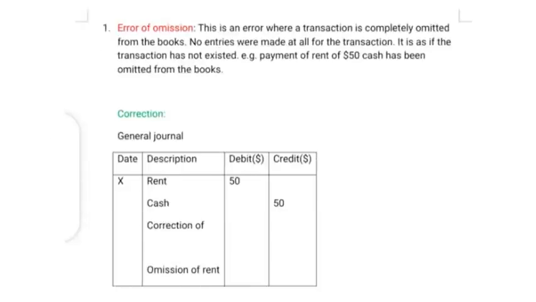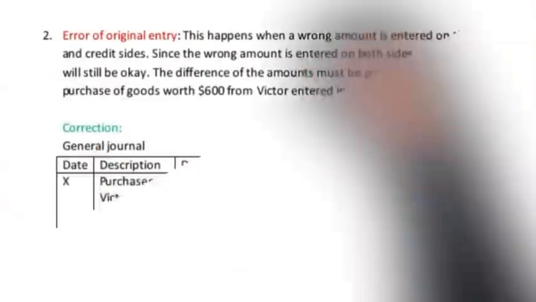Error of omission. This is an error where a transaction is completely omitted from the books. No entries were made at all for the transaction. It is as if the transaction has not existed. Example: payment of rent of $50 cash has been omitted from the books. Correction: enter the transaction into the journal and add a narration stating the correction, like correction of omission of rent, and then post it to the ledger.